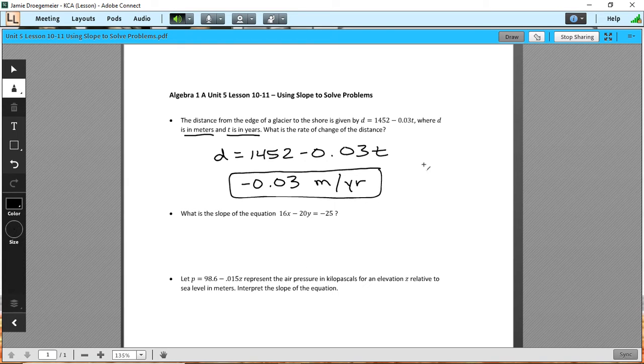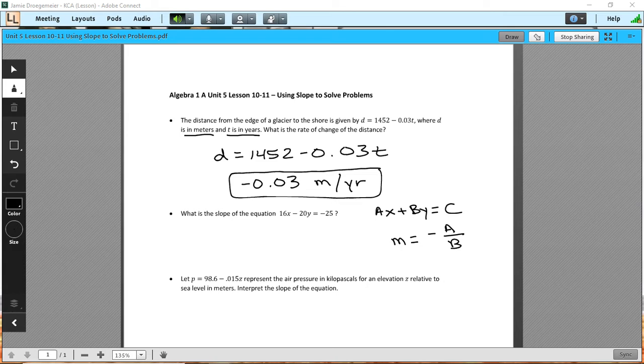All right, in number 2, we have the slope of this equation, 16x minus 20y equals negative 25. Apologize for the dog in the background. This is an equation that is in standard form, Ax plus By equals C. In your lesson, they talked about how you can find the slope, or the rate of change, of an equation in standard form by taking the opposite of A divided by B.